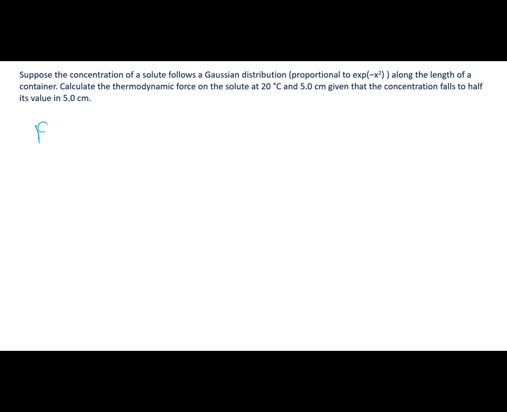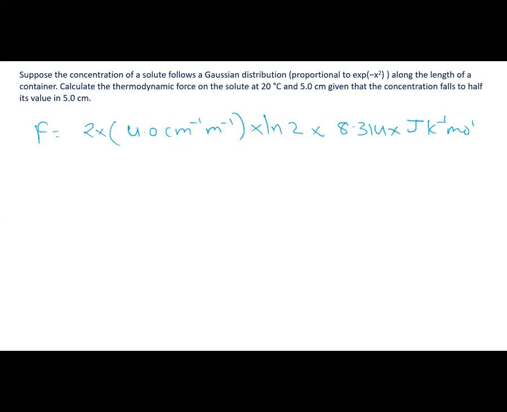And from here, it's kind of straightforward. We can plug in all the values that we have determined. A is 4 times centimeter inverse, meter inverse, ln 2, times the gas constant 8.314 joule per Kelvin per mole, times the temperature, 20 degrees Celsius is 293 Kelvin. At the end, we have to input the distance in terms of x, and the input for x value is in terms of centimeters.